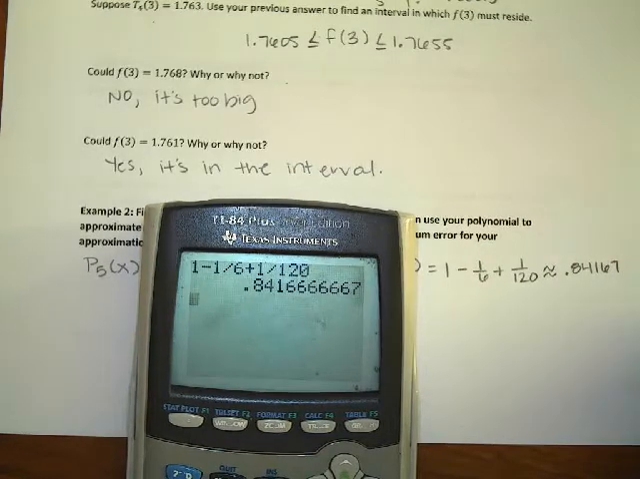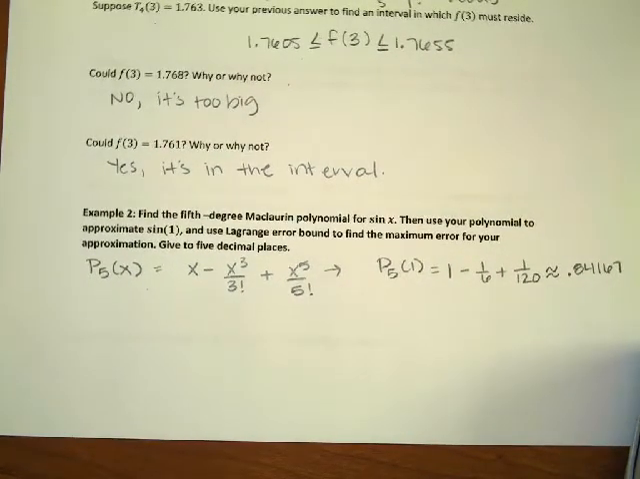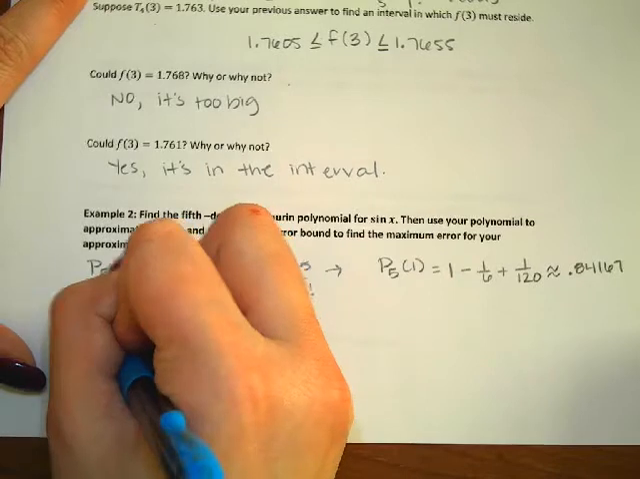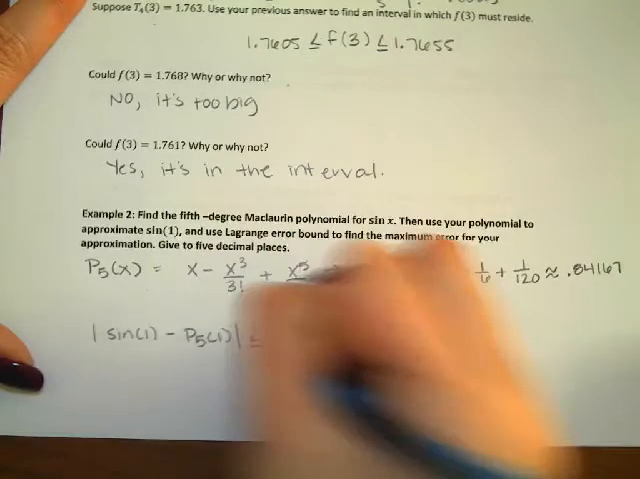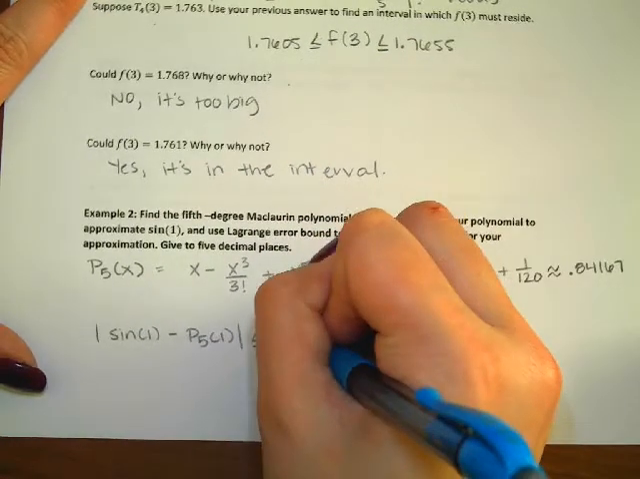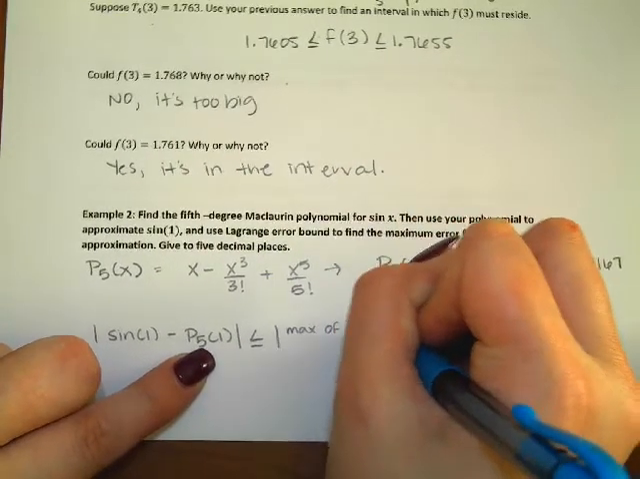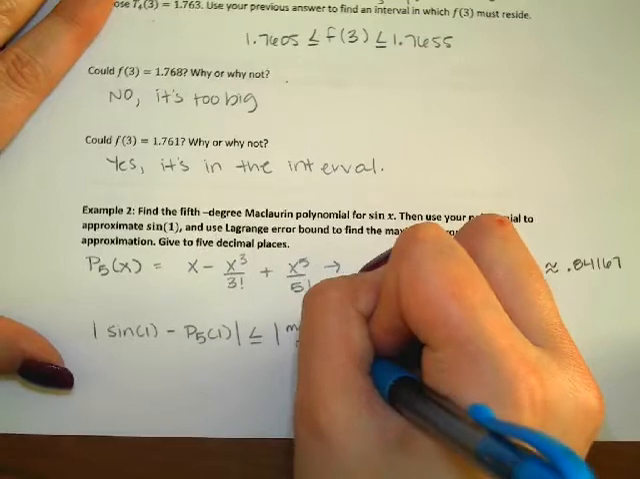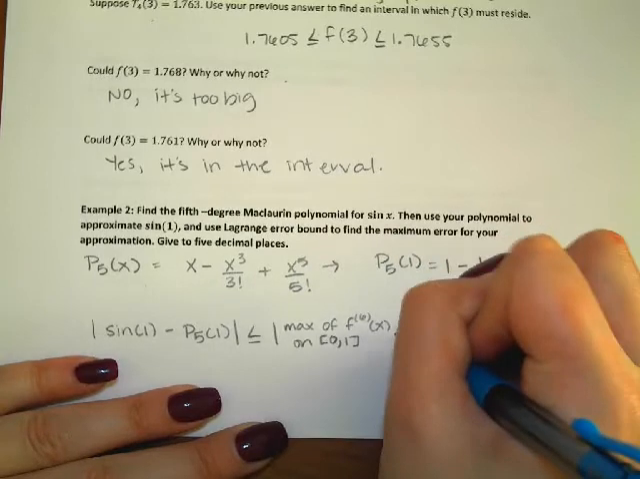I'm giving 5 decimal places because I know that with the error they asked for 5 decimal places, but I guess that didn't really matter. Now they want us to use the Lagrange error bound to find the maximum error for our approximation. So we're going to say the actual value of sine of 1 minus our approximation is how far off our answer is. And we're going to find the max of the 6th derivative on, and it was centered at 0, but we were plugging in 1, so the interval we're using is 0, 1. And we're going to multiply that by x to the 6th over 6 factorial.